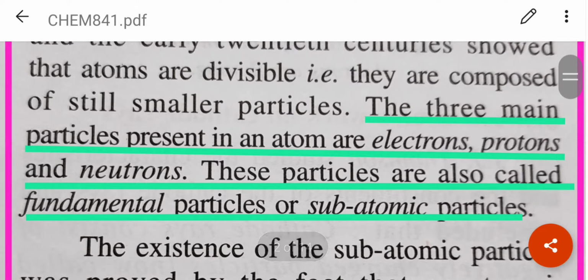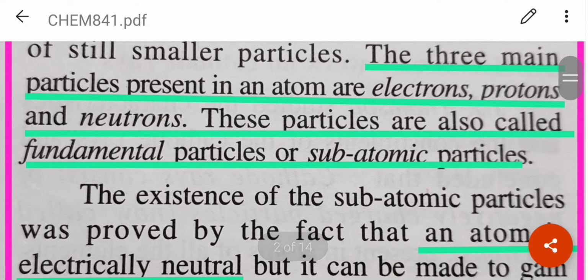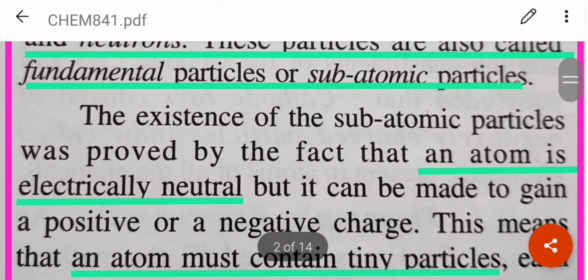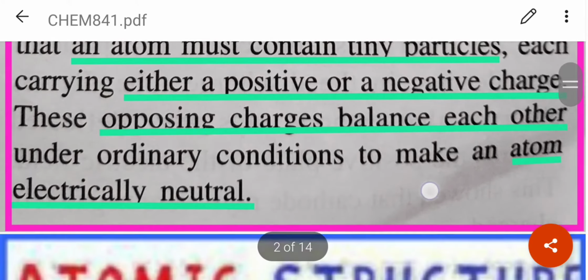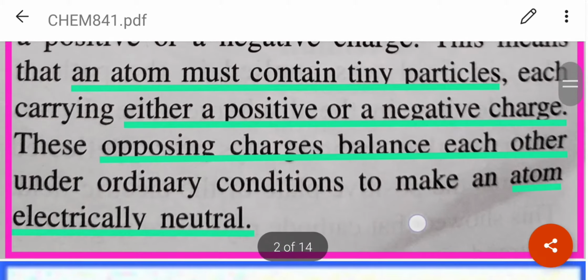So the three subatomic particles present in an atom are electrons, protons and neutrons. An atom is electrically neutral as it contains tiny particles each carrying a positive or a negative charge which balance each other, making an atom electrically neutral.